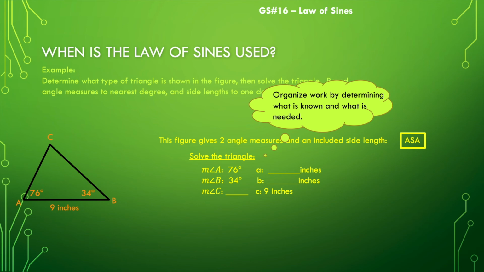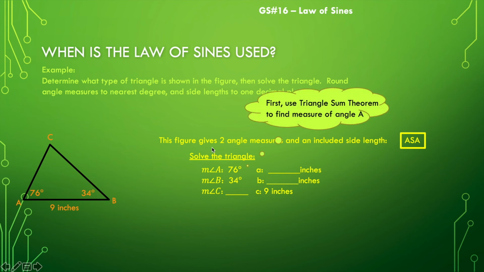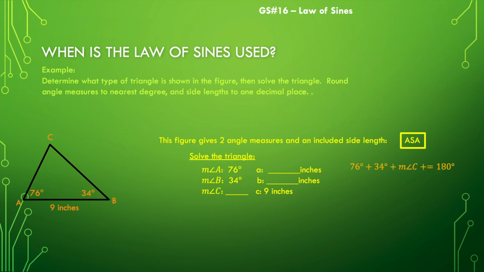What do you think we're going to solve for first this time? If you said the measure of angle C, you would be right. I have two angle measures, so it's easy to find the third one by using that triangle sum theorem. Okay, so 76 degrees plus 34 degrees plus the measure of angle C is equal to 180 degrees. And so that means the measure of angle C will be 70 degrees.